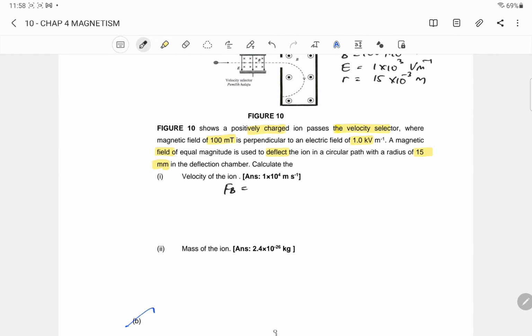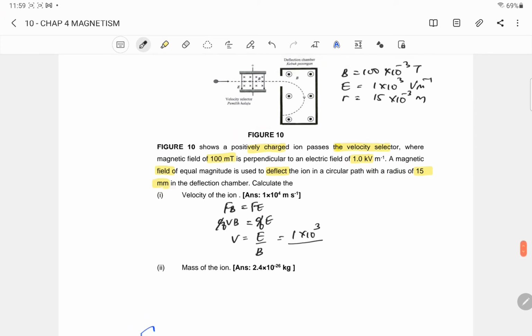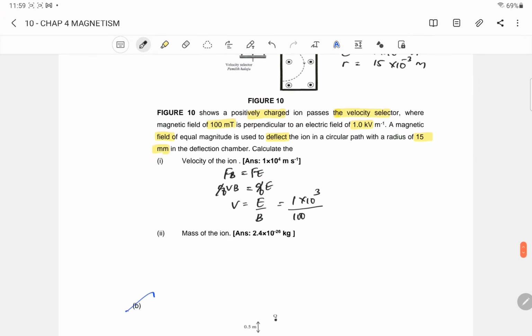So FB is equal to FE. So we have QVB equal to QE. Sebab FE kan sama QE, so V is equal to E over B. E is 1 times 10 power of 3. B is 100 times 10 power of -3. So we have 1 times 10 power of 4 meter per second.